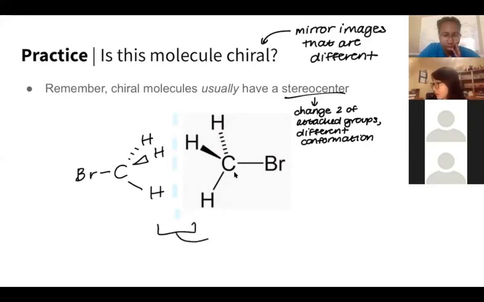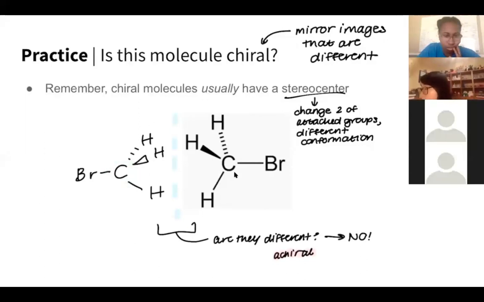So are these different? No. So we're going to call this achiral. Or to answer the question, no, it is not chiral. And so we can also look at the stereocenter if we wanted to. Carbon is usually going to be the stereocenter. We're going to look at him.